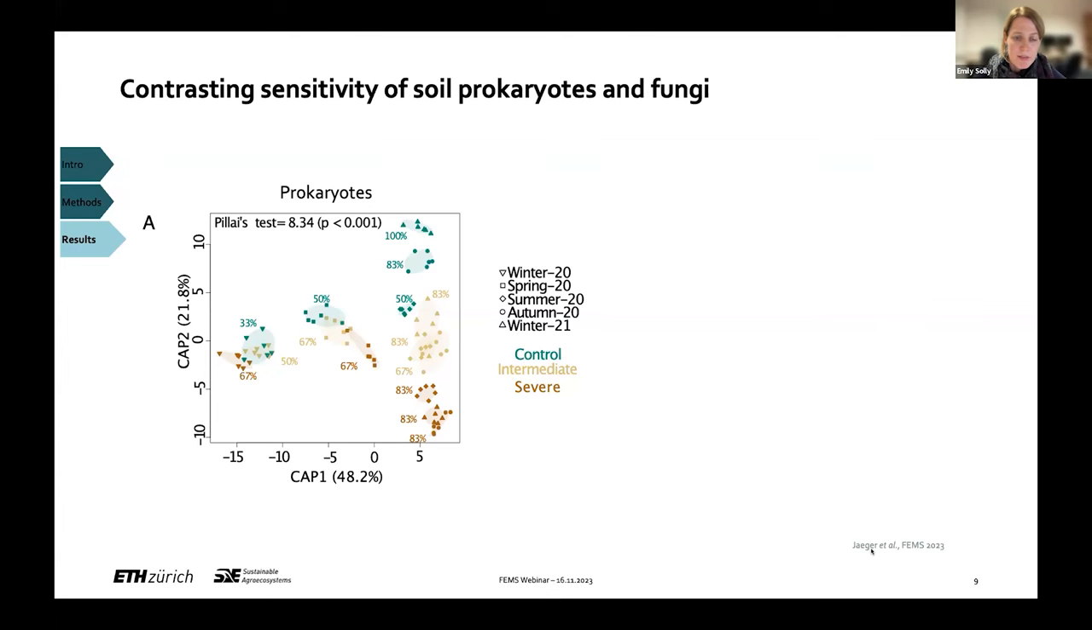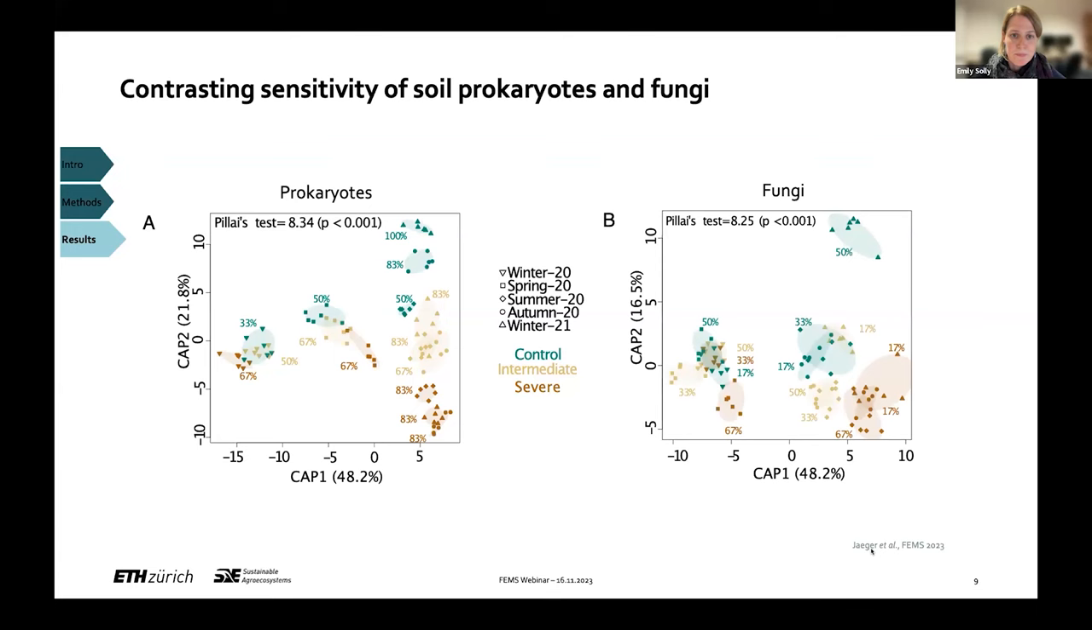Towards the end of the experiment, that you can see towards the right side of the graph, so in the second winter of the mesocosm study, also the reclassification values of the CAP analysis were much higher, also indicating that basically there was this diversification over time for the prokaryotic community.